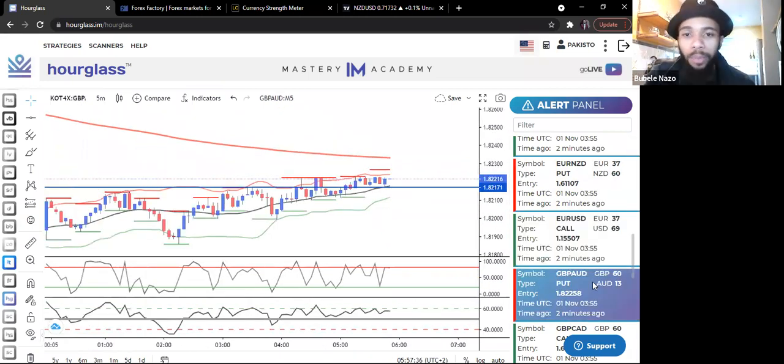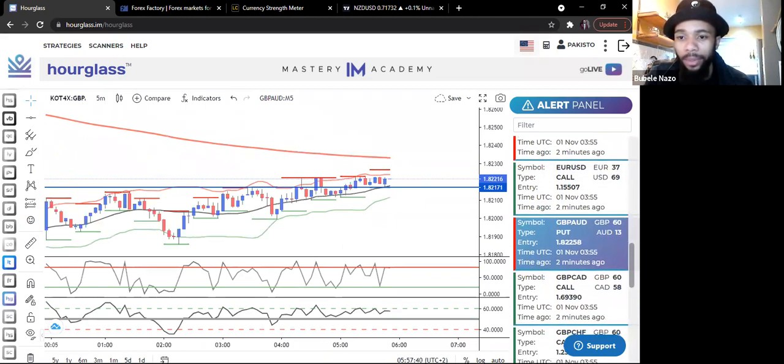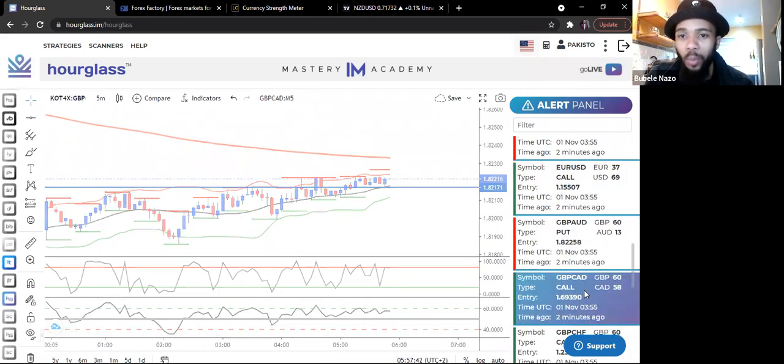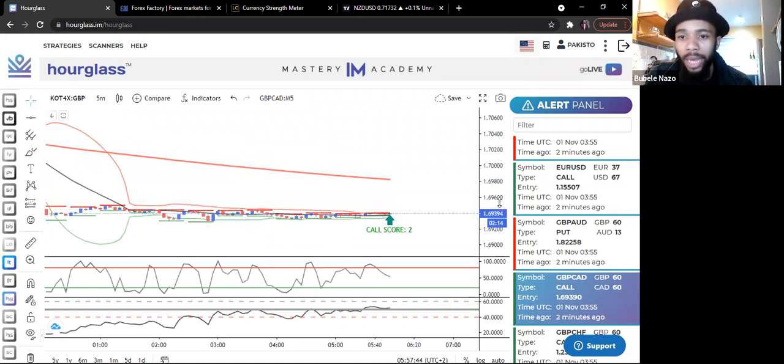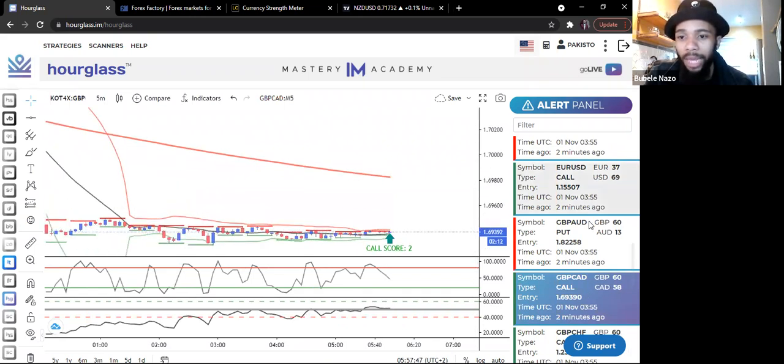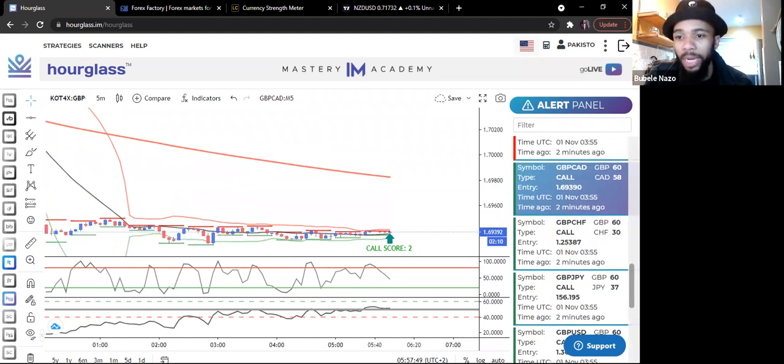So we've got about 2 more minutes right now, ladies and gentlemen. We've got about 2 more minutes until the start of the new candle. So I'm going to go back to that CHF-JPY in a bit.